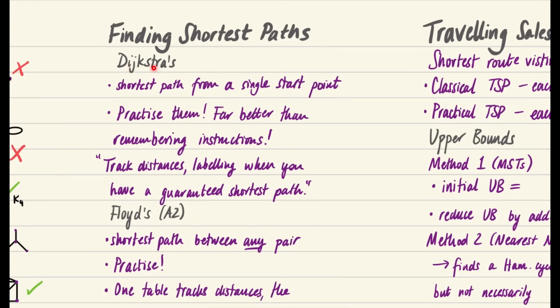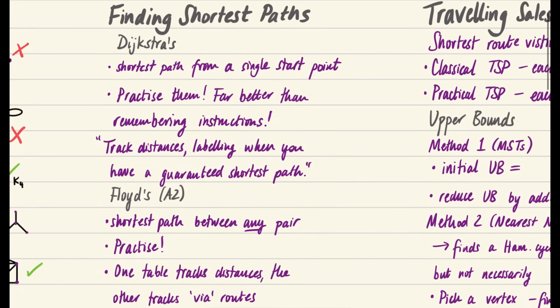Now the first one is Dijkstra's. Again, this is not going to be one that can be demonstrated very easily, but I'm going to give you a bit of the logic and what it does. So Dijkstra's algorithm is finding the shortest path from a single start point. So I want you to practice using it. It is far better than remembering instructions, but the general gist of what we do with Dijkstra's is we're tracking the distances, labeling when you have a guaranteed shortest path.